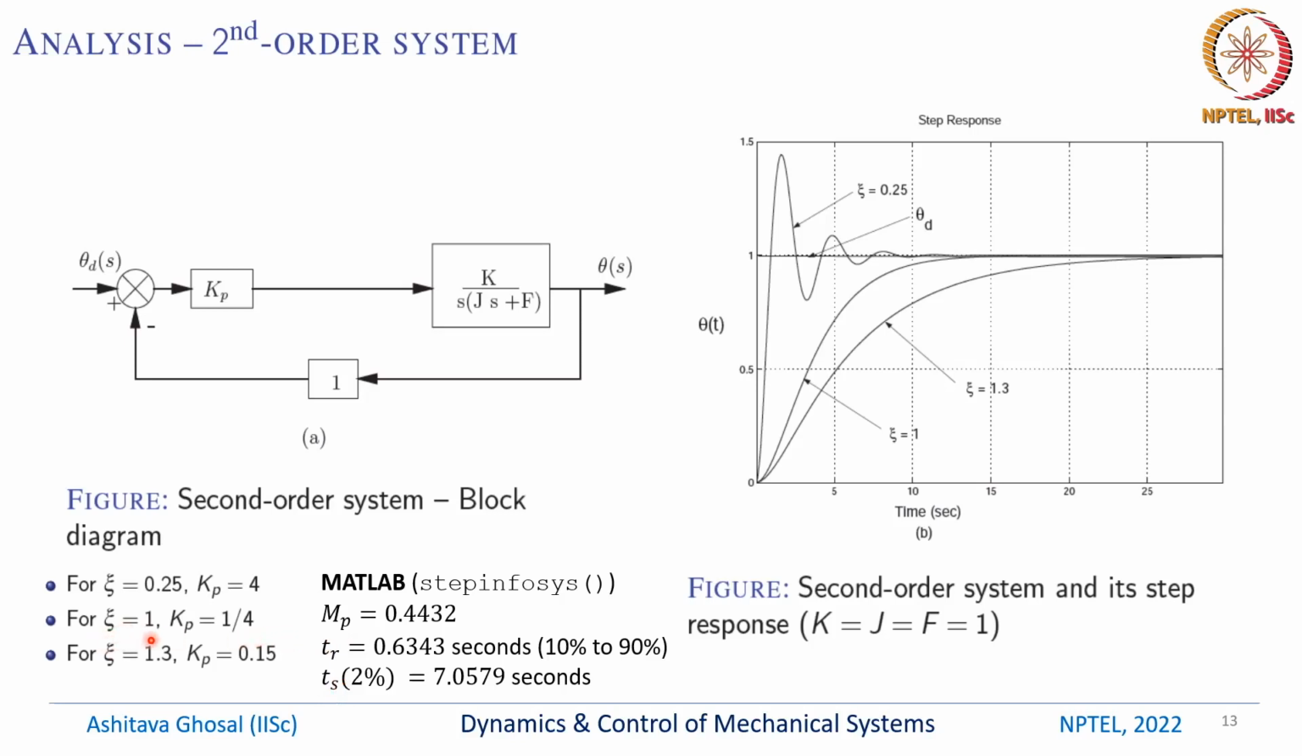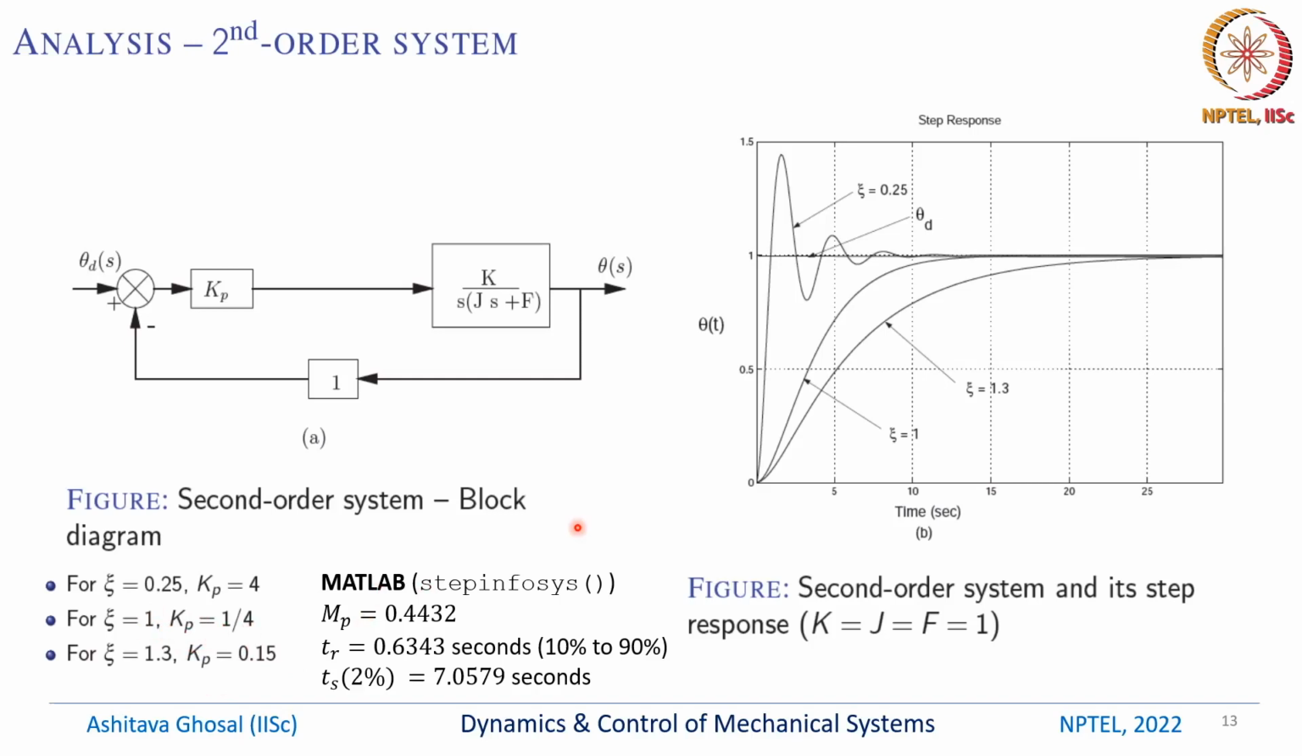If you pick psi equal to 1, then the plot of theta of t looks like this. As I said, this never crosses the theta d equals 1 line. And if you increase psi to 1.3, then it will be lower than this. So as the damping increases, it takes longer and longer to reach theta d of 1. And for each of these cases, we can find out what is kp. So kp is 1.4, and in this case, kp is 0.15.